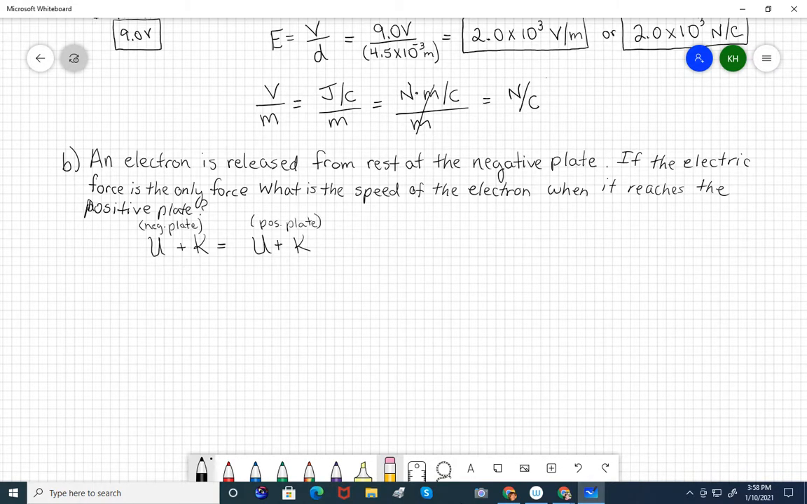So, how much potential energy? QV. How much kinetic energy? 0 because it was released from rest. So it's got QV of potential energy, it has no kinetic energy. By the time it reaches the positive plate, it has 0 potential energy, and all of its energy will be kinetic.